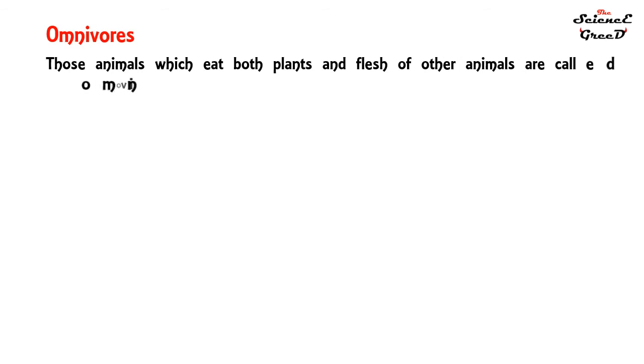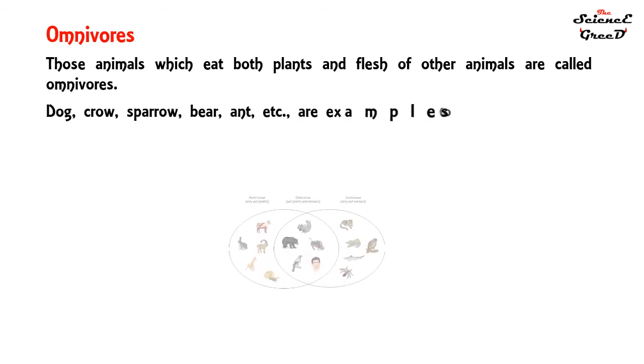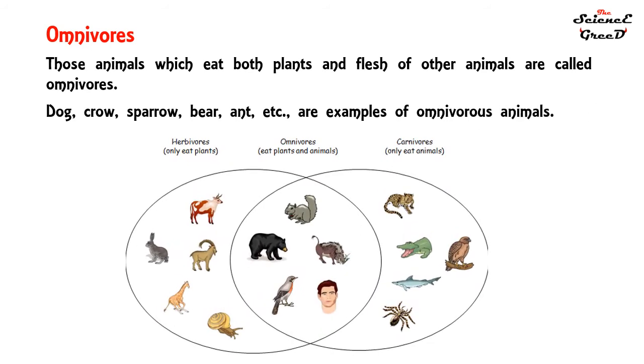Omnivores. Those animals which eat both plants and flesh of other animals are called omnivores. Dog, crow, sparrow, bear, ant, etc. are examples of omnivorous animals. We humans are omnivorous. We eat green vegetables and animal products such as meat and eggs.